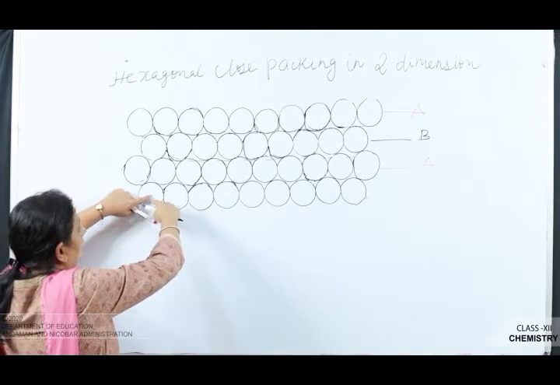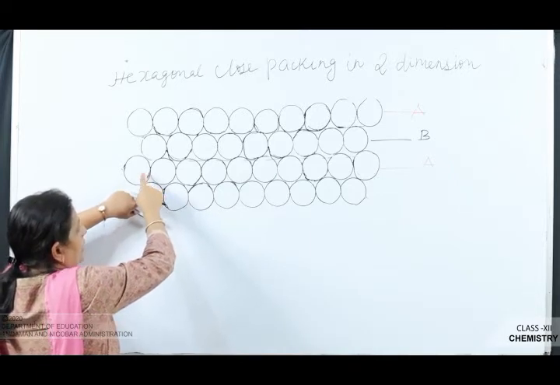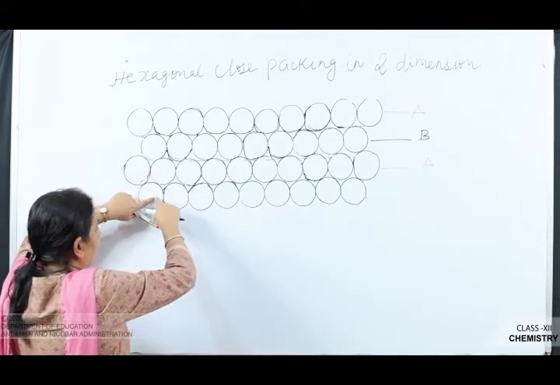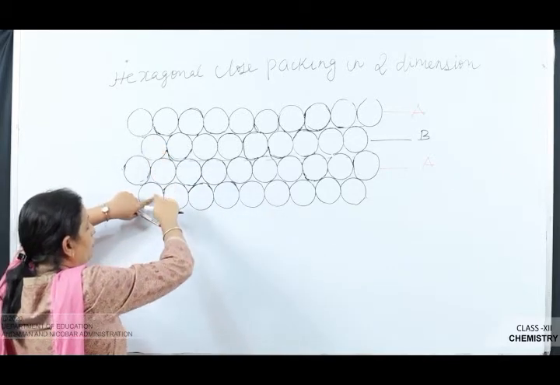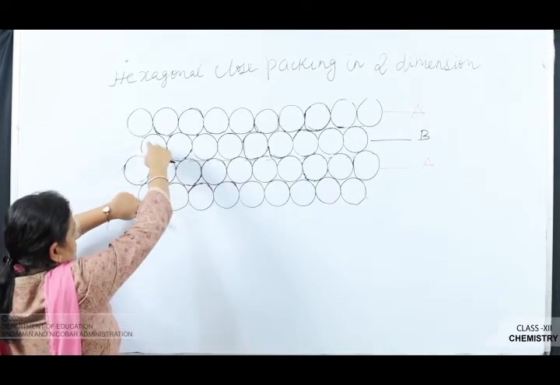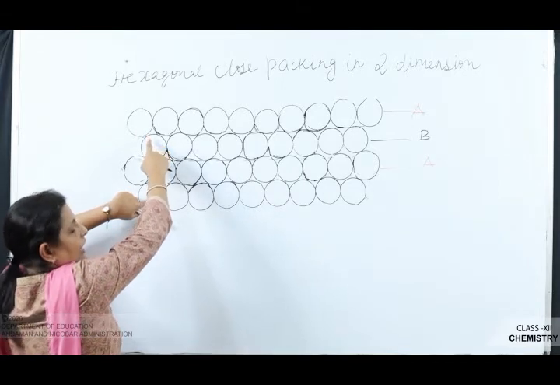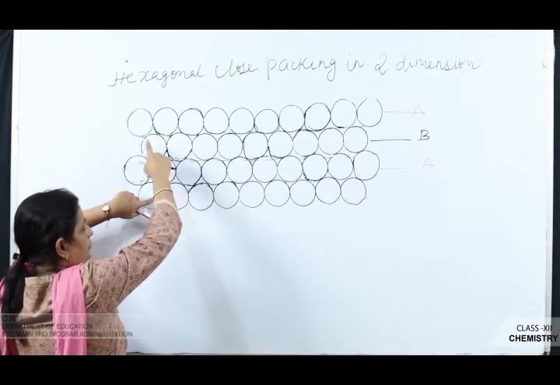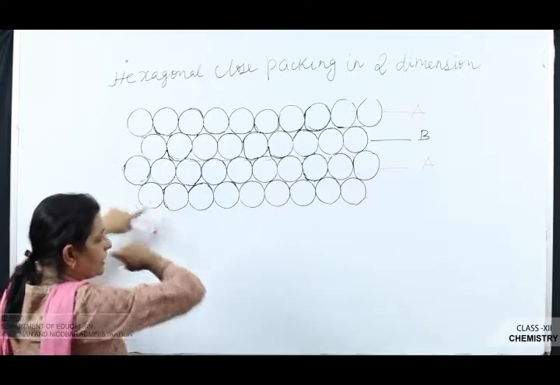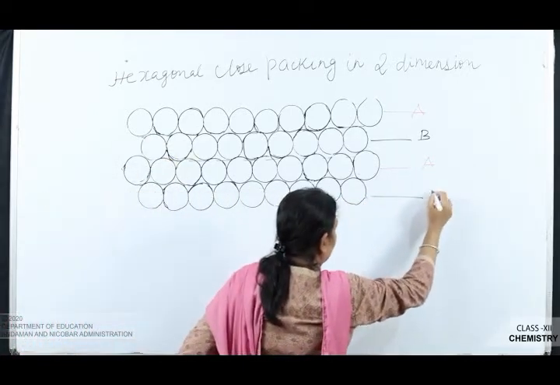It is again arranged in the voids of the third layer. So, the fourth layer becomes identical to which layer? The second layer, or the fourth layer is aligned in the same place as the second layer. The fourth layer is aligned with the second layer. So, the fourth layer is identical to the second layer, and I can call it B.